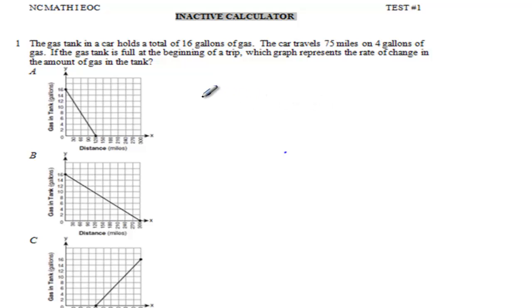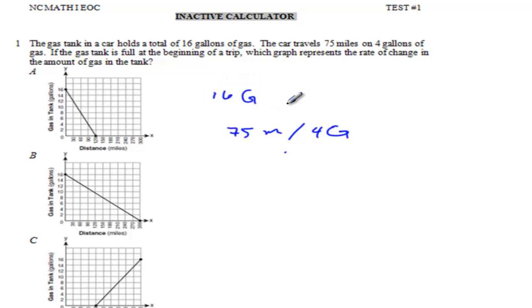The gas tank in a car holds a total of 16 gallons of gas. So first, we have 16. The car travels 75 miles on 4 gallons, which means you will have 75 miles for 4 gallons. Let's stop here and think about this.